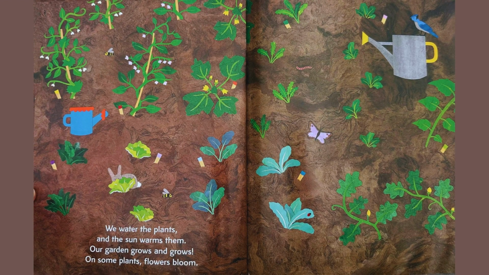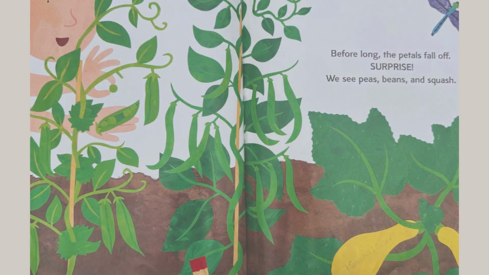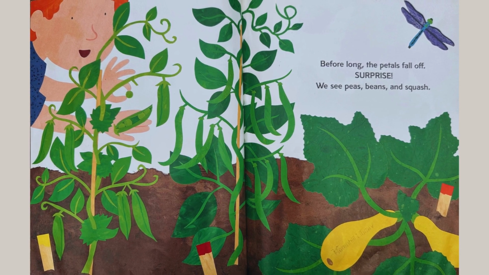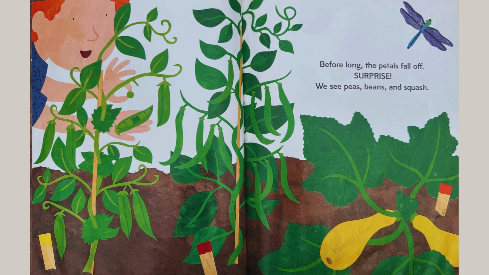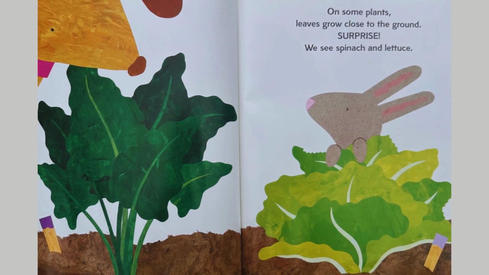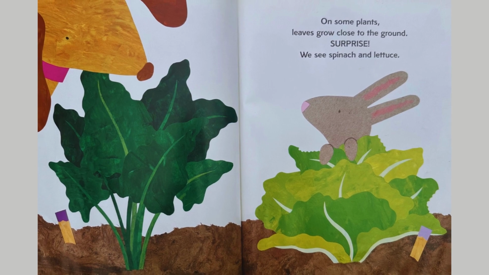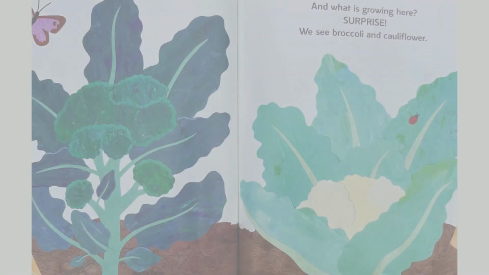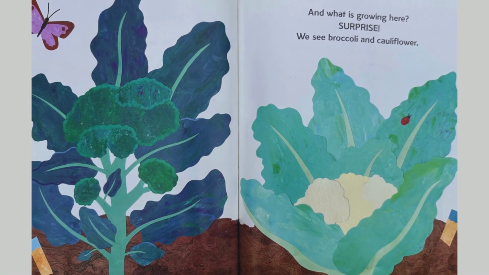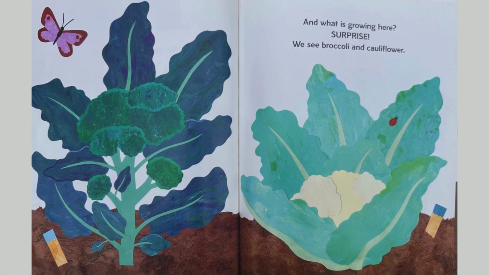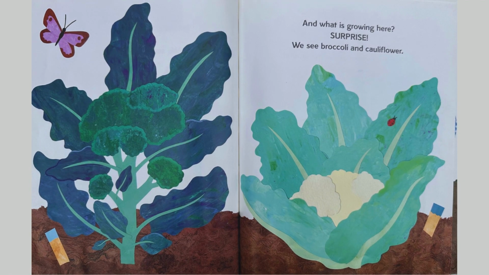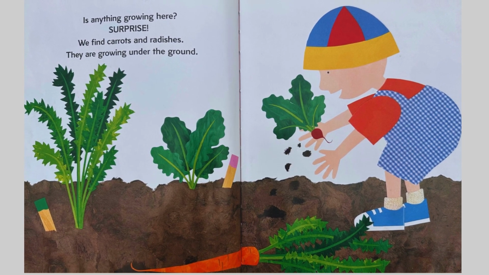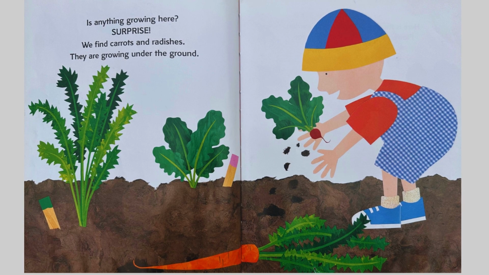On some plants, flowers bloom. Before long, the petals fall off. Surprise! We see peas, beans, and squash. On some plants, leaves grow close to the ground. Surprise! We see spinach and lettuce. And what is growing here? Surprise! We see broccoli and cauliflower. Is anything growing here? Surprise! We find carrots and radishes. They are growing under the ground.